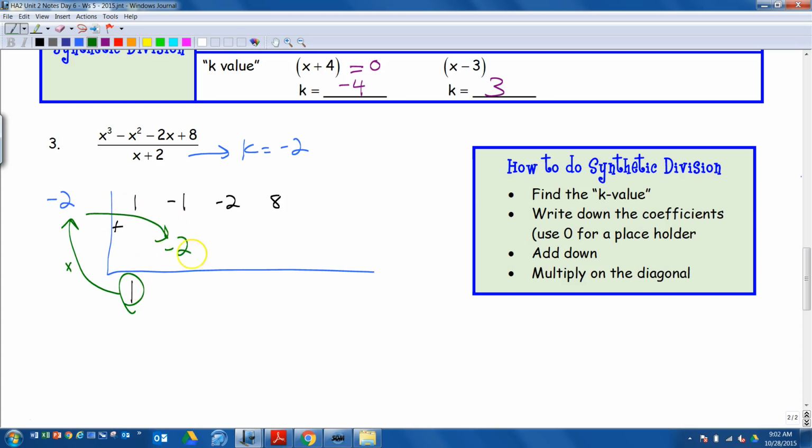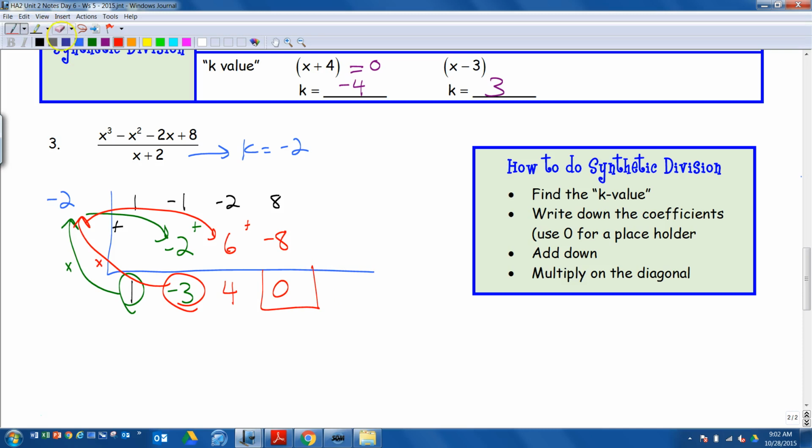So I get a negative 2. I add that down. Negative 1 plus negative 2 is negative 3. And then you do the exact same process with the negative 3 to the negative 2. You multiply and put that number right here. That's a positive 6. Add down, you get a 4. You get negative 8 when you do it, and you get a 0. This last number is always the remainder.